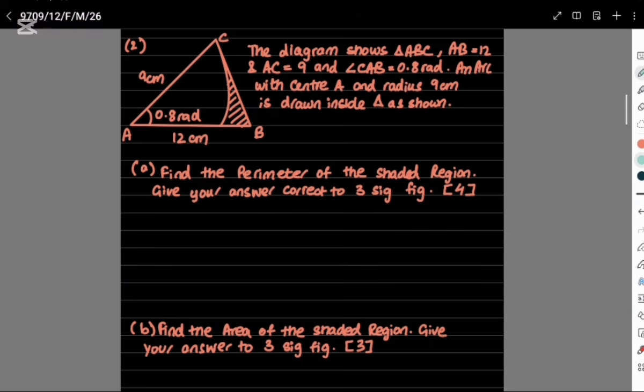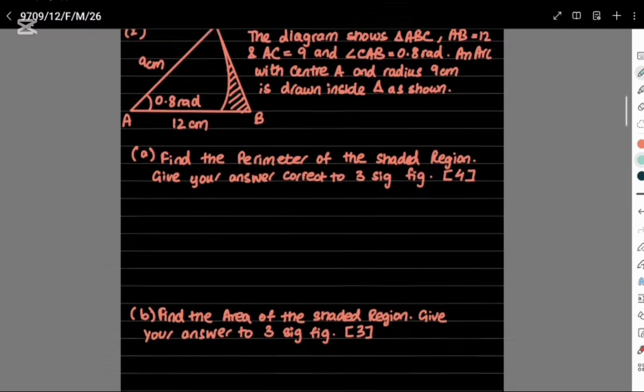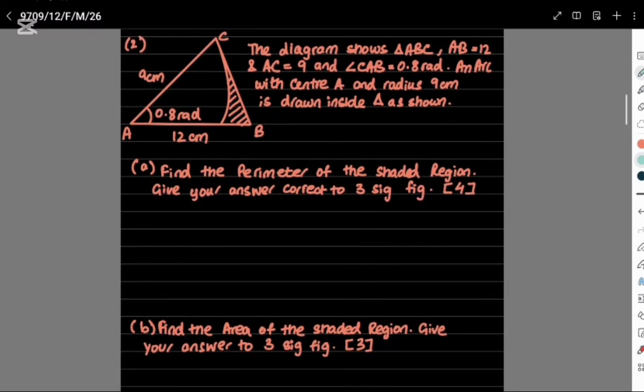Alright, question number 2. The diagram shows triangle ABC with side AB equal to 12 cm and side AC equal to 9 cm, and angle CAB is equal to 0.8 radians. An arc with center A and radius 9 cm is drawn inside the triangle as shown. Part A, find the perimeter of the shaded region. Give your answer correct to 3 significant figures. Alright, so the given angle is in radians, so make sure your calculator is in radian mode. Now we have to find the perimeter of the shaded region.